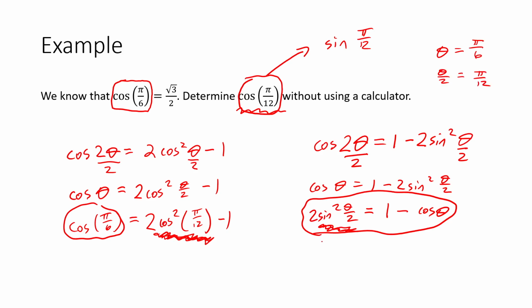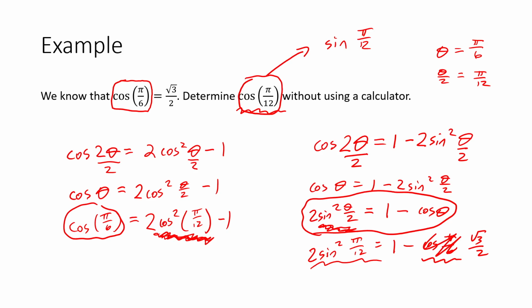And then we'd be able to say that 2 sine squared pi over 12 is equal to 1 minus the cos of pi over 6. We know this value to be root 3 over 2, and now we would be on our way to being able to solve for the sine of pi over 12. We'd have to do a little bit of algebra to isolate it. So that's the procedure here.